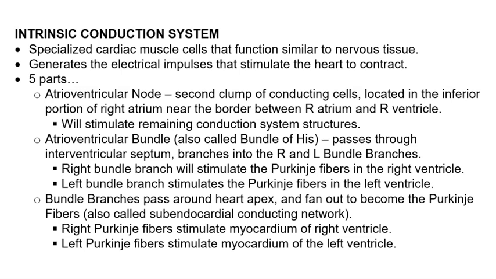The bundle branches will wrap around the heart apex, turn upward, and fan out to become the Purkinje fibers, which are also referred to as the subendocardial conducting network. The right Purkinje fibers will stimulate the myocardium, that is the muscle tissue of the right ventricle. The left Purkinje fibers will stimulate the myocardium of the left ventricle.